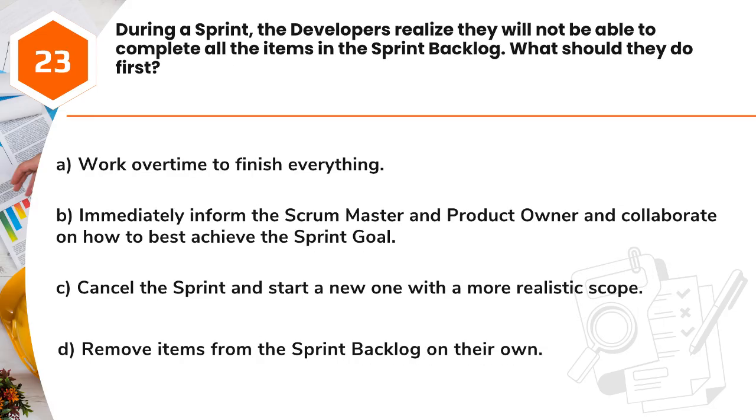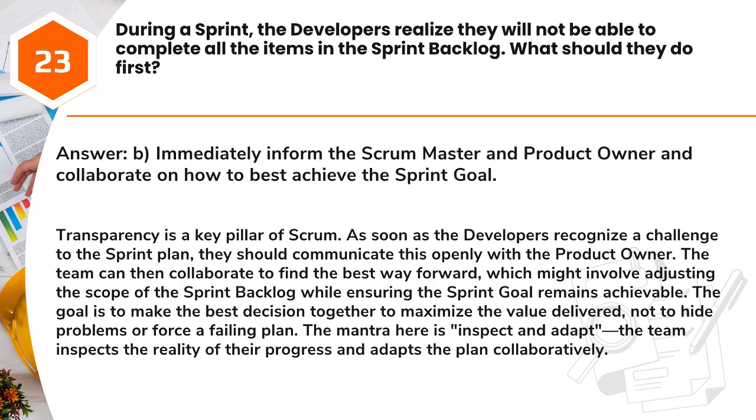Question 23. During a sprint, the developers realize they will not be able to complete all the items in the sprint backlog. What should they do first? A. Work overtime to finish everything. B. Immediately inform the Scrum Master and product owner and collaborate on how to best achieve the sprint goal. C. Cancel the sprint and start a new one with a more realistic scope. D. Remove items from the sprint backlog on their own. Answer: B. Immediately inform the Scrum Master and product owner and collaborate on how to best achieve the sprint goal.